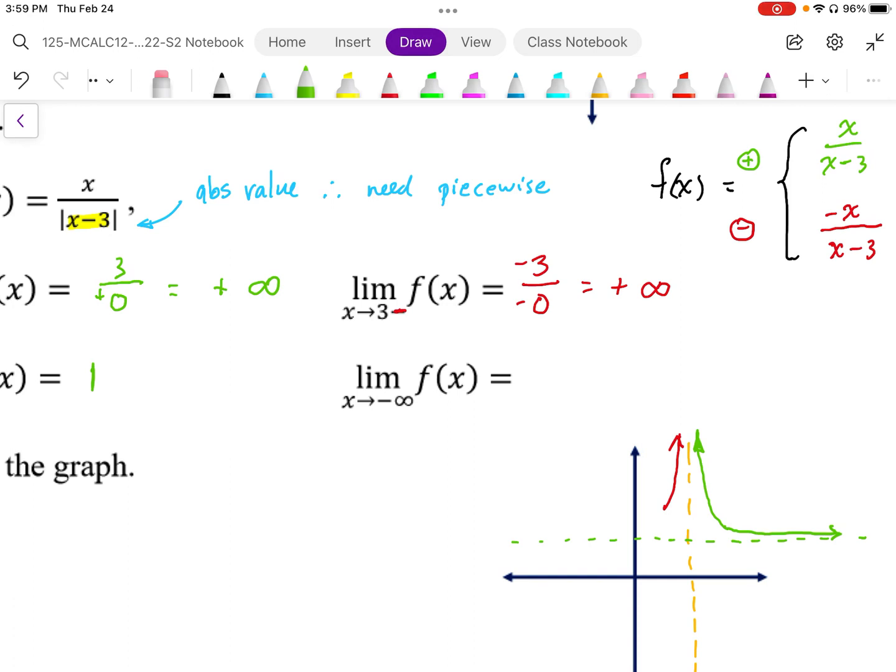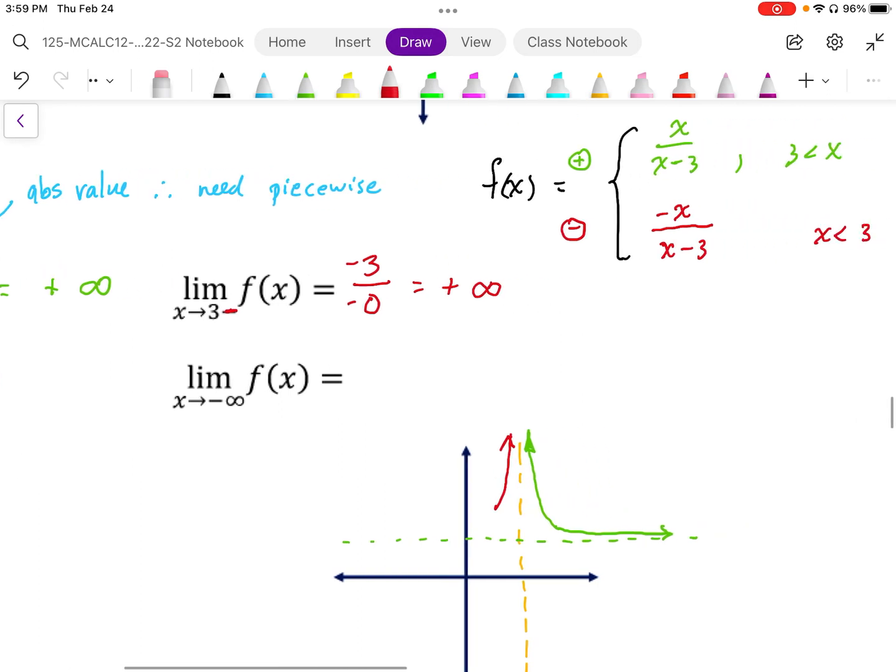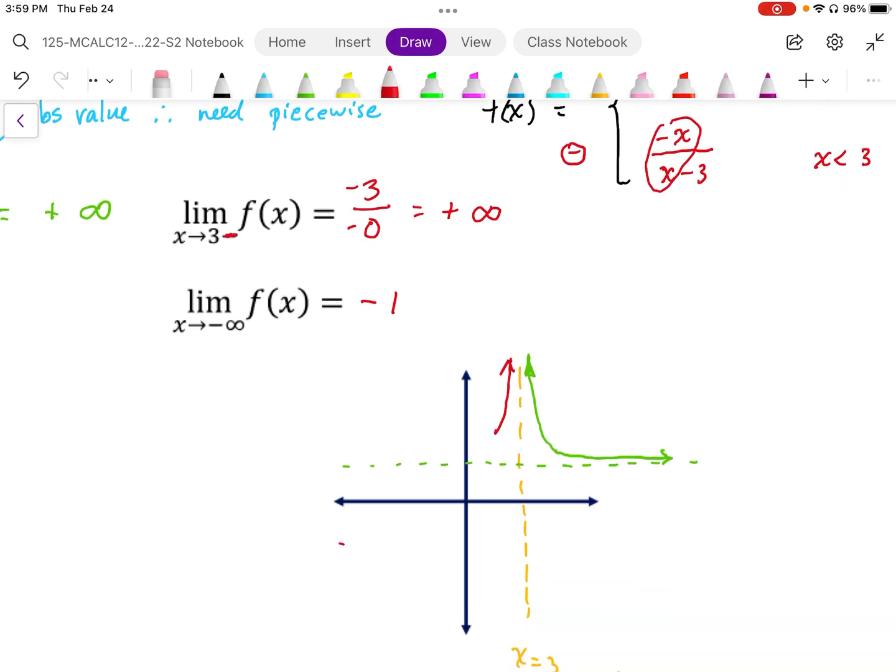I'm going to check out what's happening as I go to negative infinity. That means I need to use the bottom function. So I'm going to end up with negative x over x. I can analyze it a little more simply like this: as x goes to infinity, the negative 3 becomes insignificant. So I end up with negative of negative infinity divided by negative infinity. That's going to be a negative 1 ratio. Negative x over x is negative 1. So at negative 1, I'm going to have a horizontal asymptote going to the left. So that's going to be y equals negative 1 and this is y equals positive 1.